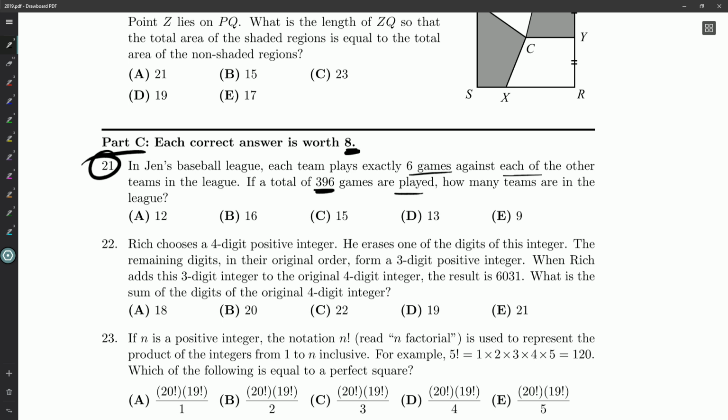So each team plays 6 games against each of the other teams. So if there were just 2 teams in the league, we would have 6 games. Jen's team, other team, Jen's team, other team, and so on. So we get 6 games. In fact, no matter what pairing we've got, we're always going to get 6 games.